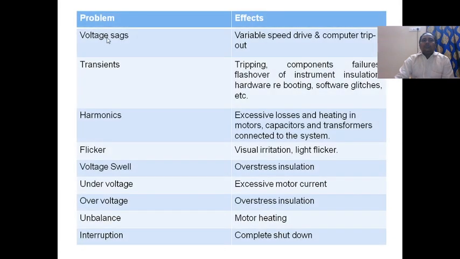So what are the basic problems and what are the effects? The basic problem is voltage sag; the effect is variable speed drive and computer trip out. In transients, the effects are tripping, component failure, flashover of instrument installation, hardware rebooting, software glitches, etc. Harmonics cause excessive losses and heating in motors, capacitors and transformers connected to the system. Flicker causes visual irritation, light flicker. Voltage swell causes overstress of insulation. Under voltage causes excessive motor current. Over voltage causes overstress of insulation. Unbalance causes motor heating. Interruption causes complete shutdown in the system.